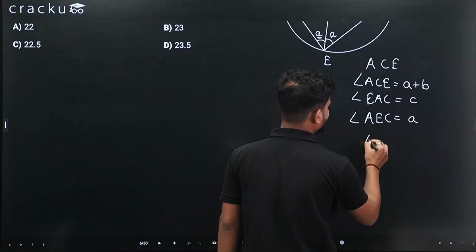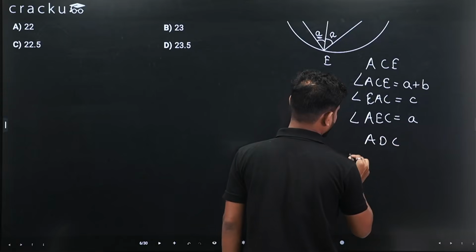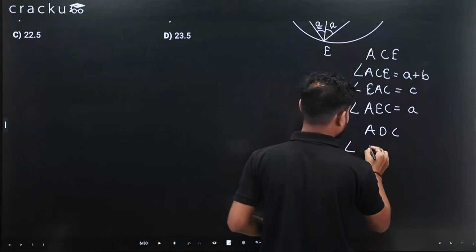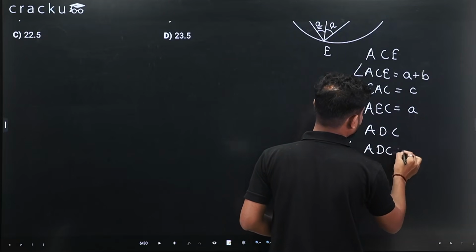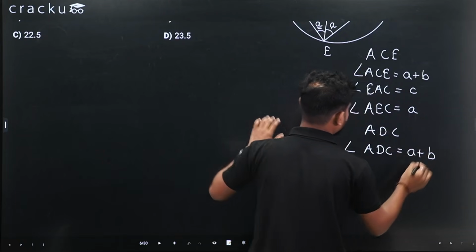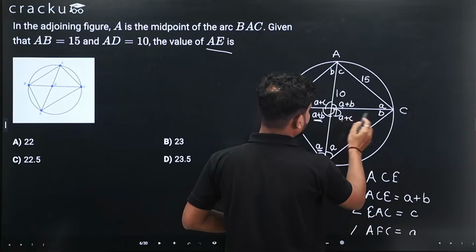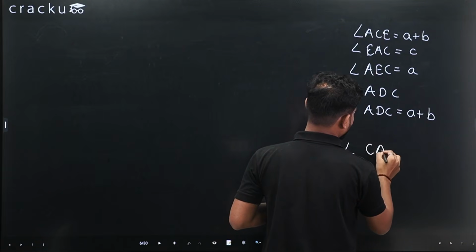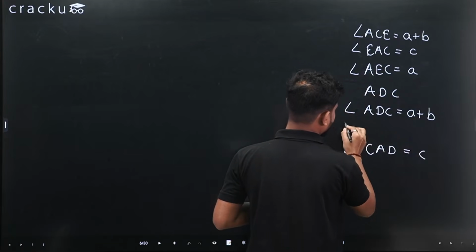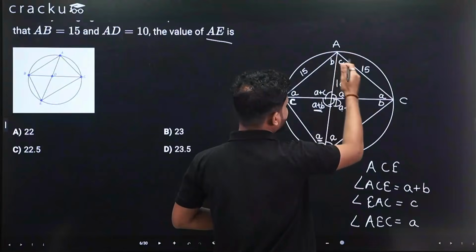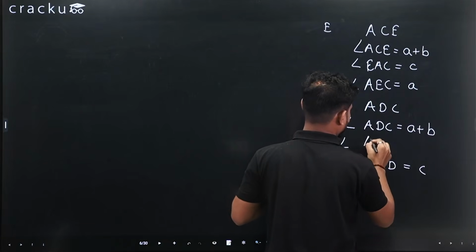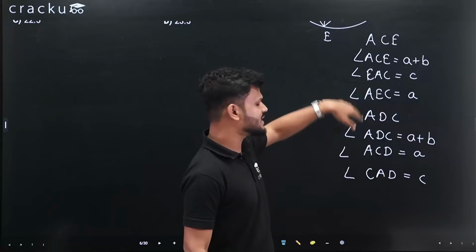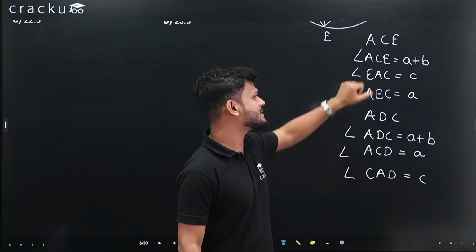Now look at this triangle ADC. In triangle ADC, what is happening? I can say angle ADC is A plus B. What is angle CAD? Angle CAD is C. And angle ACD is A. So in both of these, we can find that all angles are equal.